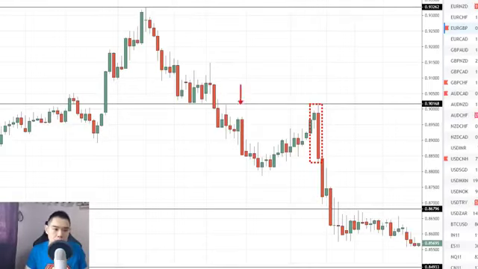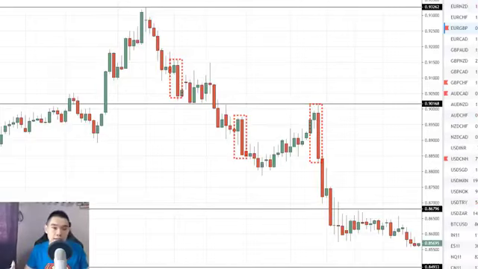This one is another example. Notice the range of this candle. This candle is so much larger than the earlier candles as well. Same for this, the range of this candle is much larger than the earlier candles as well. So this gives you a good idea that there is conviction behind the move.